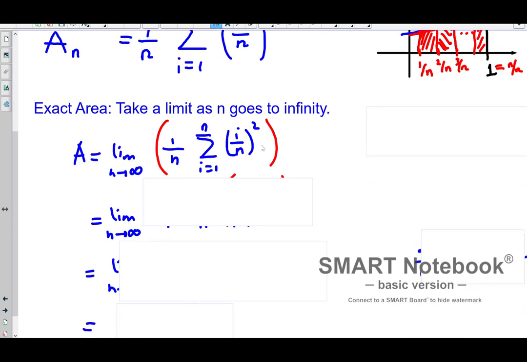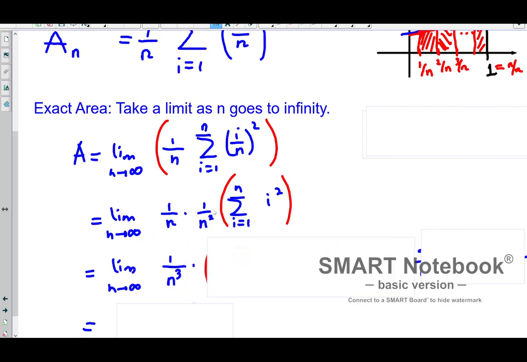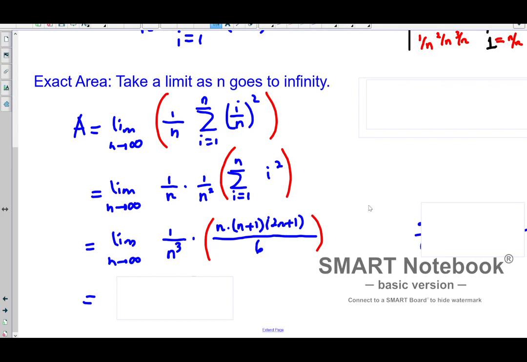If you simplify the inner portion of the sigma, it'll be i squared over n squared. And then 1 over n squared can be taken outside because it doesn't depend on i. Here, i is the only variable, the lower index. We're using the letter i here. So now I have 1 over n cubed on the outside. And remember that the summation of i squared is one of our famous formulas: n times n plus 1 times 2n plus 1, all over 6.